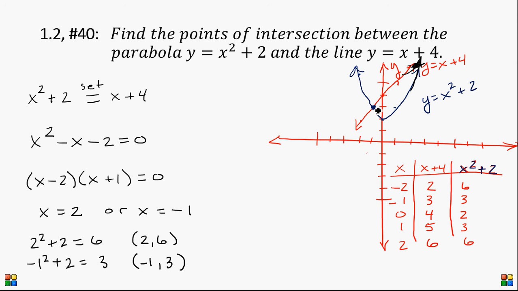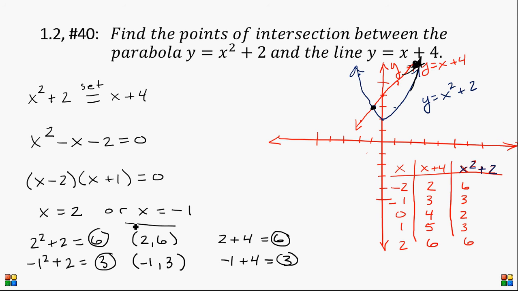And we see the negative 1 and 3 on the graph right here. And the 2, 6 is actually going to be way up here somewhere, but it would be true. So you could try it with the other equation too. You go to the x plus 4 equation and take that 2 value. Well, 2 plus 4 equals 6, and negative 1 plus 4 also equals 3. So we can see the 6 on that function matches the 6 on that function, the 3 on that function, the 3 on that function.